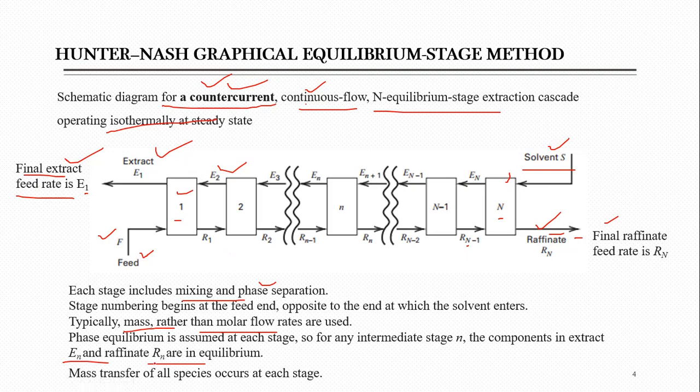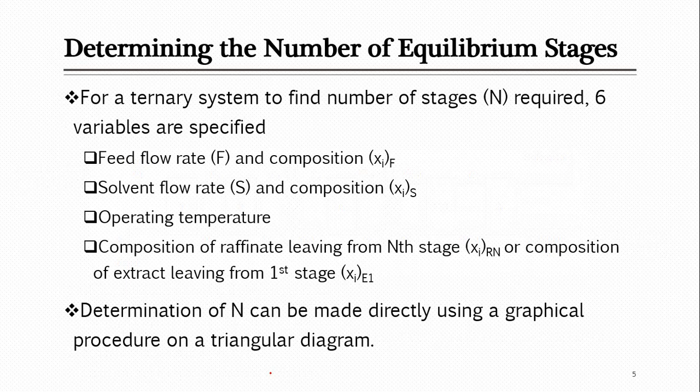Then here, overall mass transfer of all species occurs in each stage. We talked about this: all species means the species involved in the feed. Suppose there is solute and solvent in the feed, and the solvent is introduced externally. So these are the three components we are talking about. In a ternary system, the mass transfer of 3 species, 2 species of the feed and 1 species of the solvent, will take place at each stage.